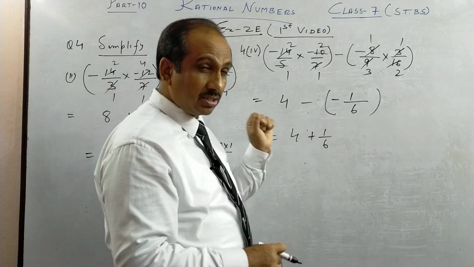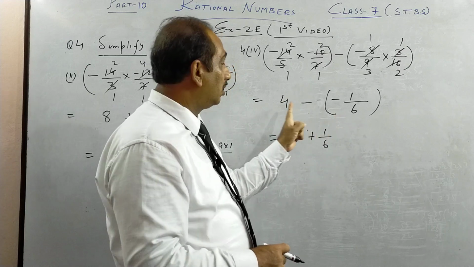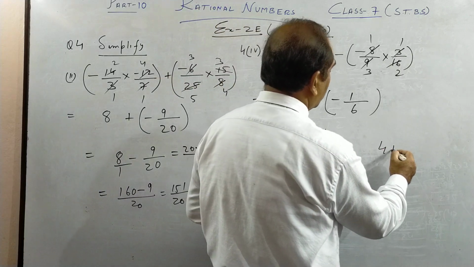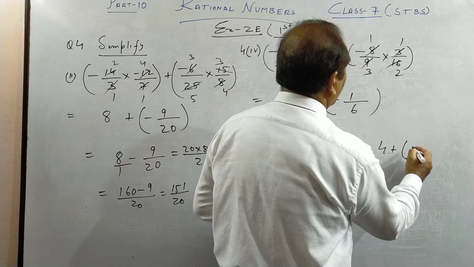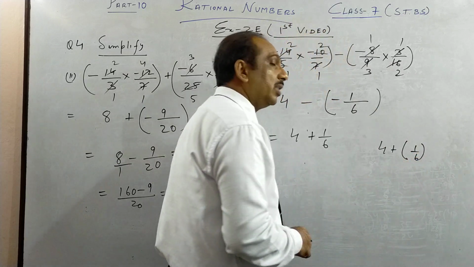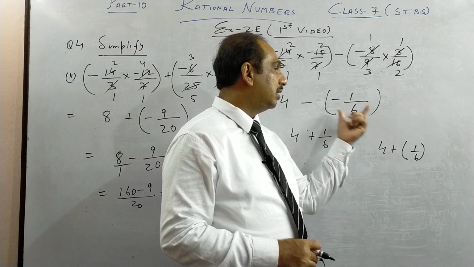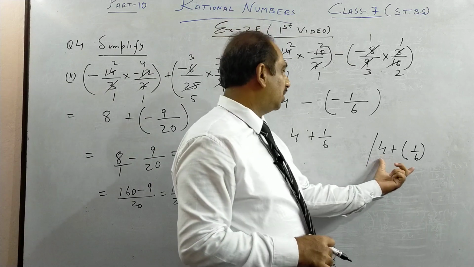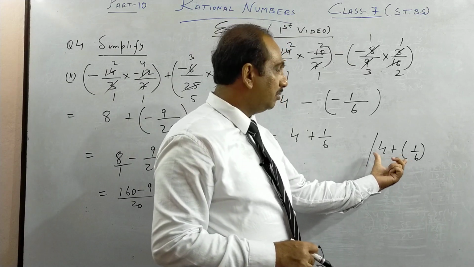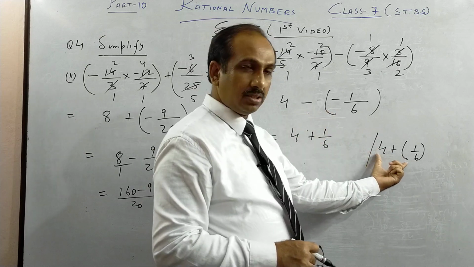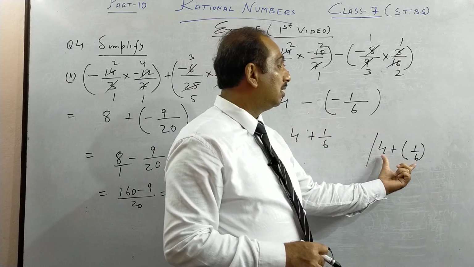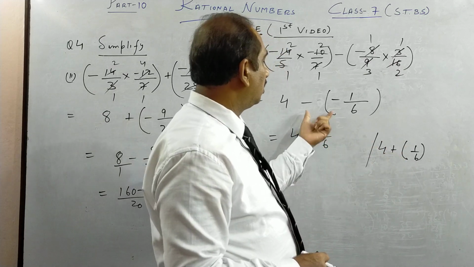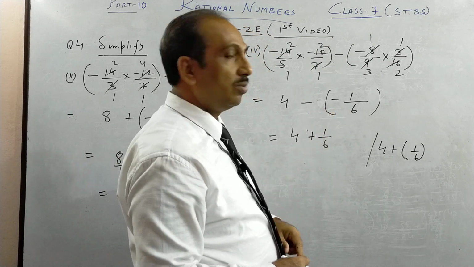Actually the concept is additive inverse. Minus means what? 4 added to, this is a big concept, the additive inverse of minus 1 by 6, which is 1 by 6. So minus means adding the additive inverse of this. So the additive inverse of minus 1 by 6 is 1 by 6. But this is the right concept, but in short we try to do like this, because everywhere we cannot use that idea of additive inverse, but this is more logical, more mathematical. But here we use the shortcut, that is minus minus, the sign only becomes plus.